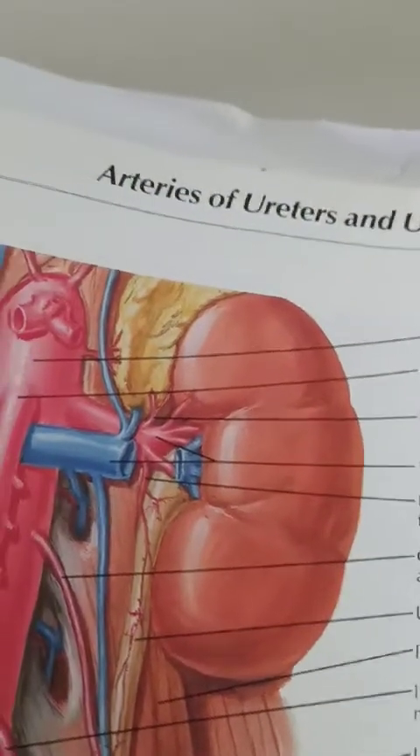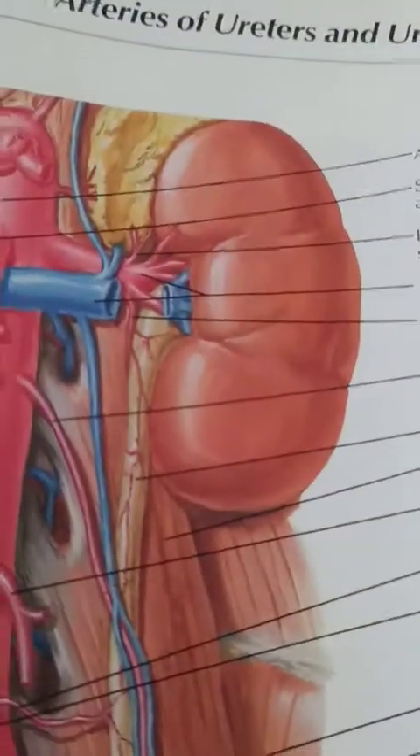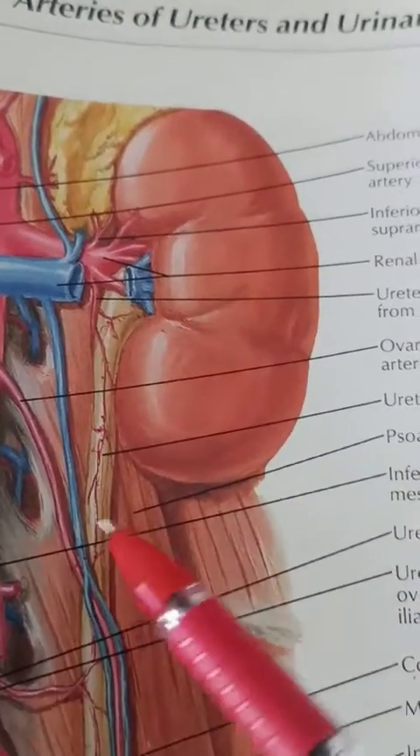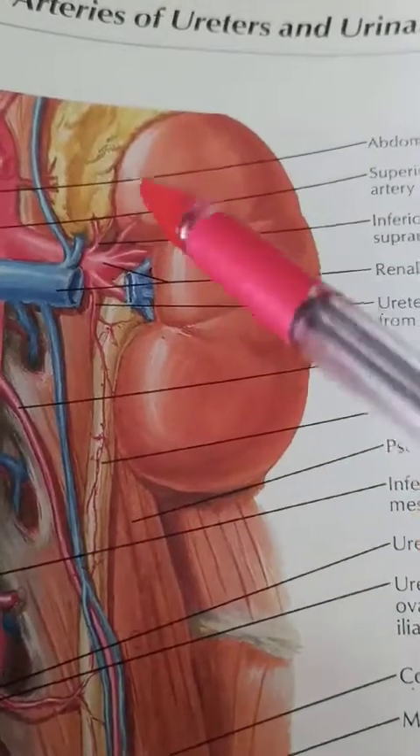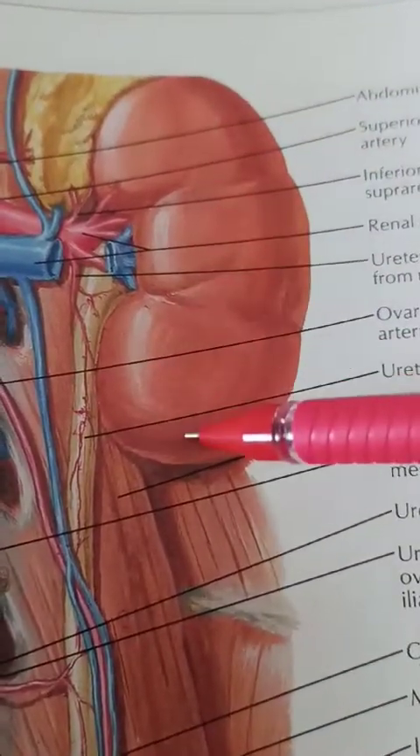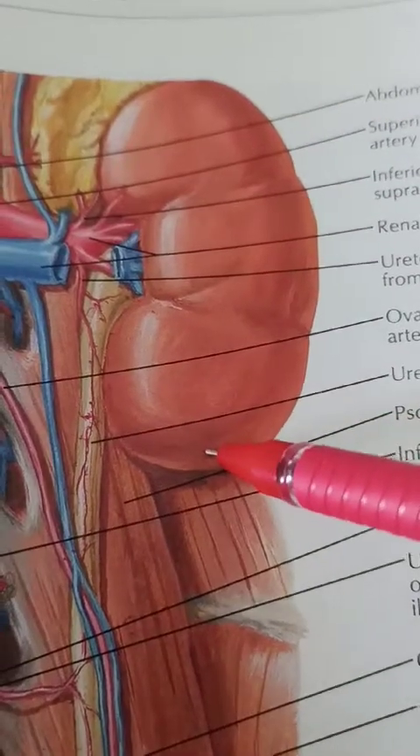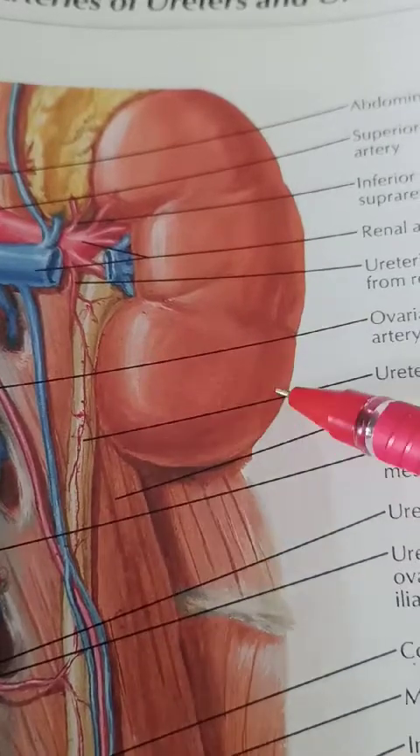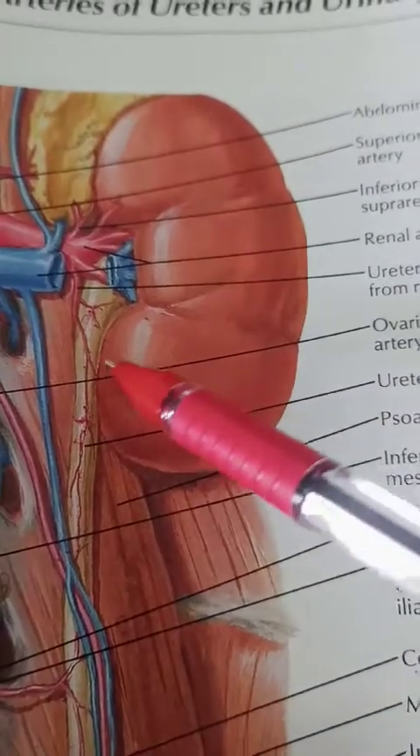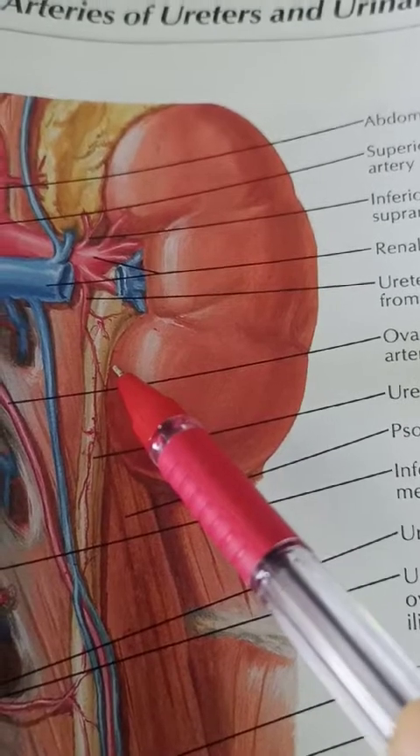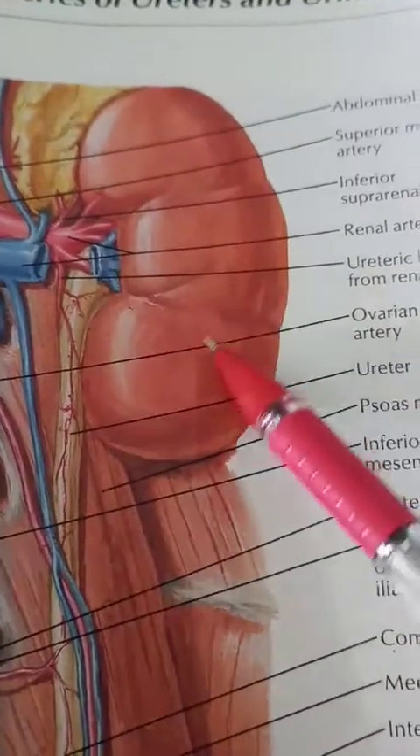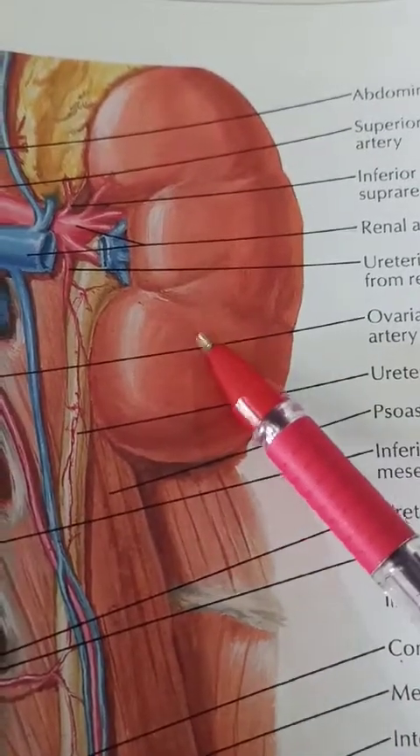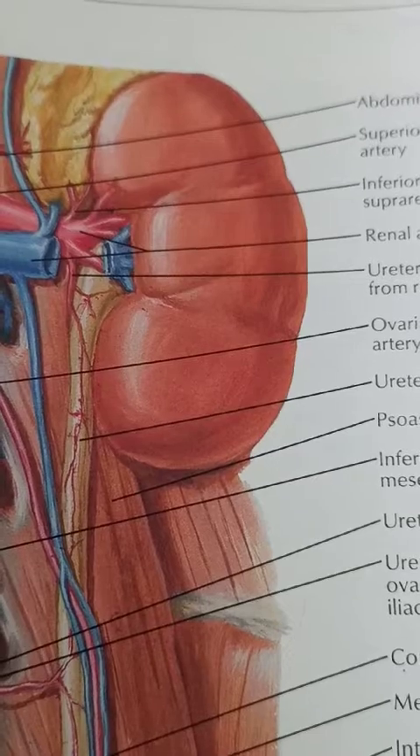Next is the surface marking. Before going to the surface marking of the kidney, let me tell about the measurements of the kidney. The kidney has a length of about 11 to 12 centimeters, a breadth of about 5 to 6 centimeters, and a thickness of about 3 centimeters. The weight of the kidney is about 130 to 170 grams.